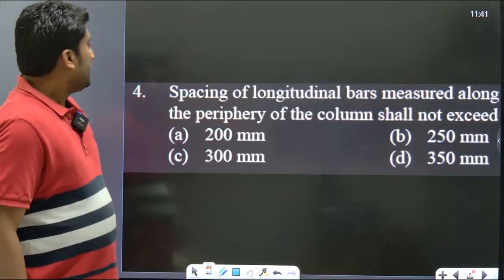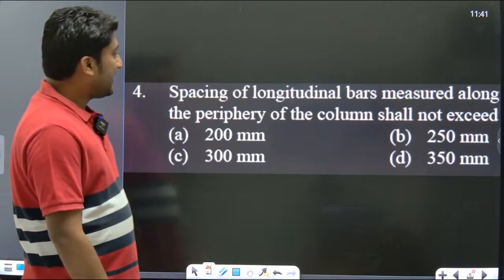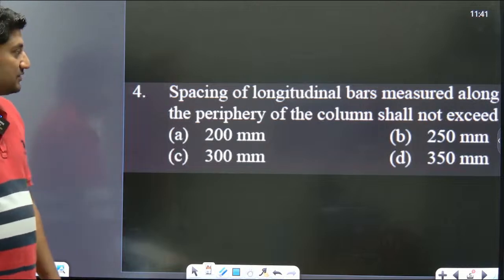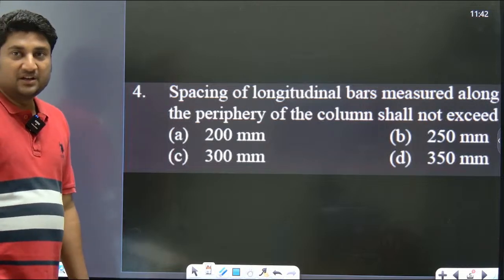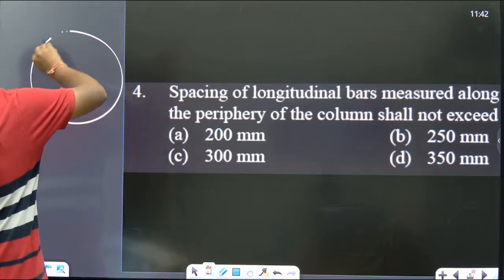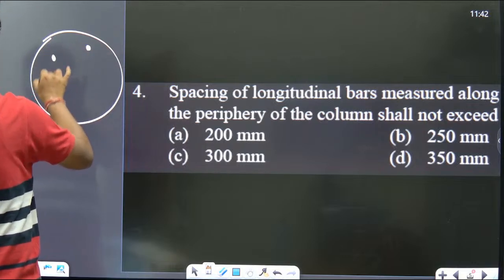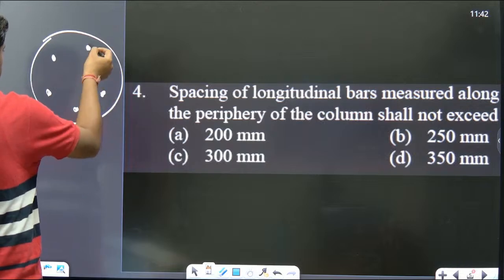Now moving ahead. Spacing of longitudinal bars, measured along the periphery of the column, shall not exceed what? So this is a very good question. Let us suppose this is a circular column. These are the main reinforcement and these are the stirrups.